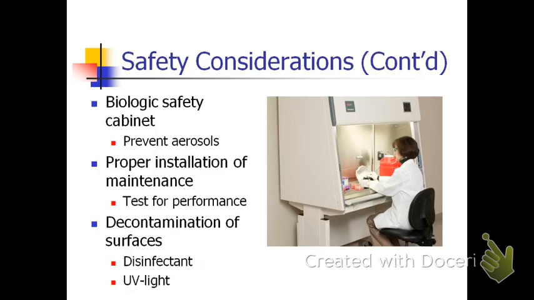Then of course, to prevent aerosols, when you say aerosols, these are infections that usually spread by means of airborne. Okay, so a biologic safety cabinet, like the one we have in the laboratory. The minimum requirement is the level 2 biosafety cabinet. It should be properly installed and maintained, and of course you should be decontaminating the working surface with disinfectant, and of course, ultraviolet light.